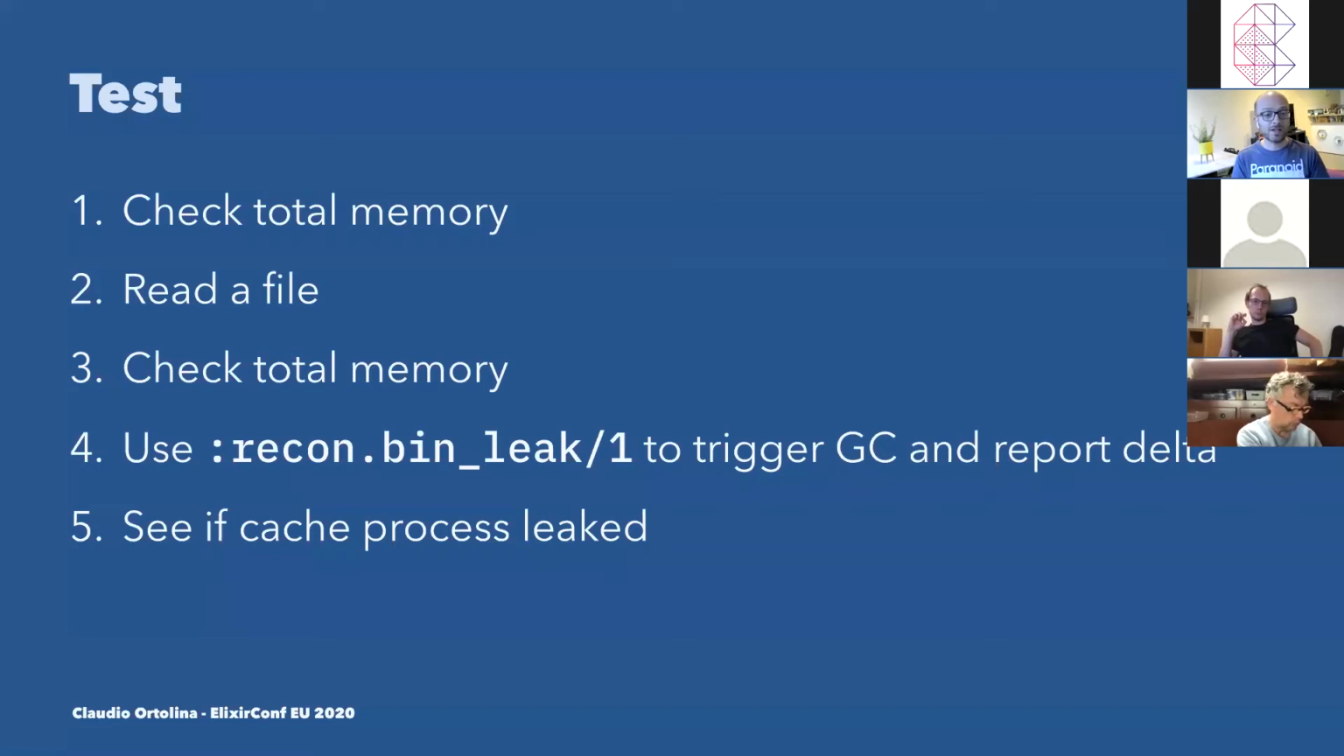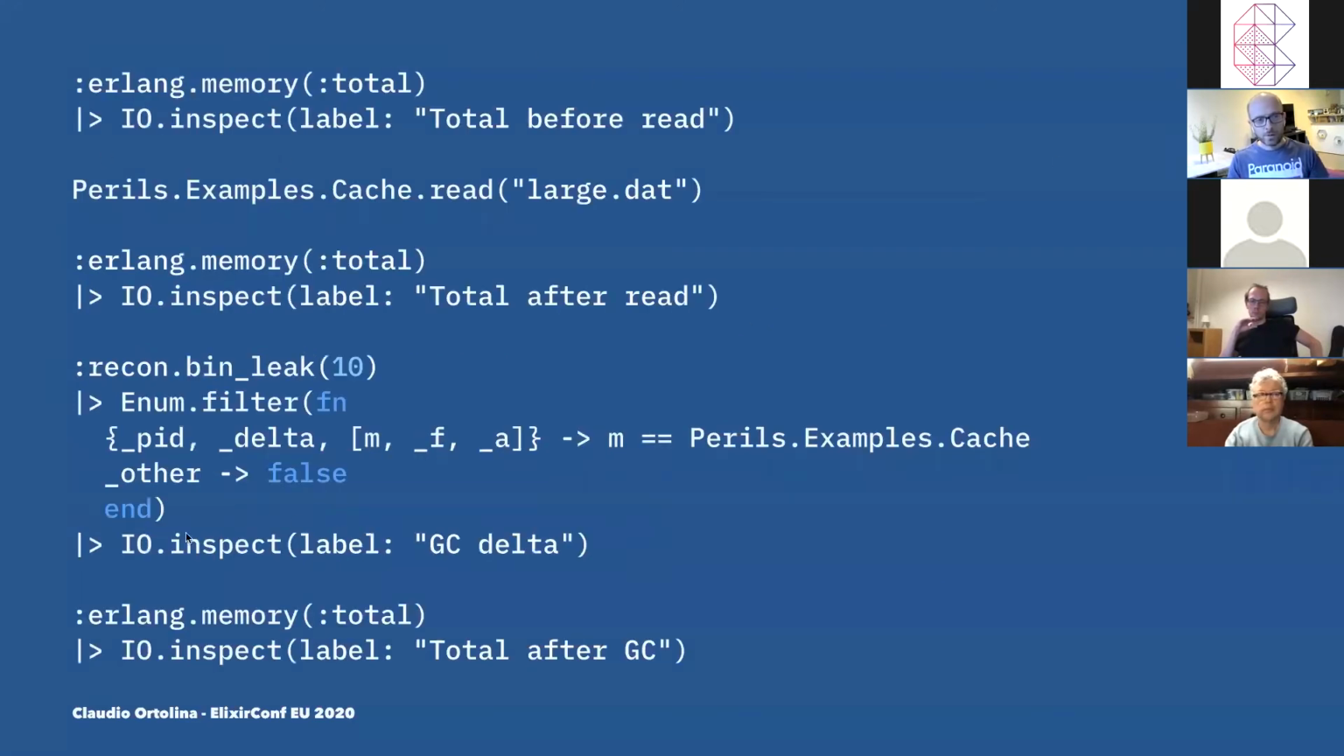It has tools to diagnose potential problems around resource usage, tracing, and a bunch of other things you can use. We're going to look at the binary leak function, which essentially tells you, before and after a garbage collection round, which processes have released binary memory. And so we see if the cache process that we have up is one of those processes that leaks. The code for that test is roughly this code. I mean, it's exactly that code. This large file is a 128 megabyte file, just to have an order of magnitude. Then we look at the processes out of the binary leak, and we see if the one that we have, the one named Perils examples cache, is one of them.